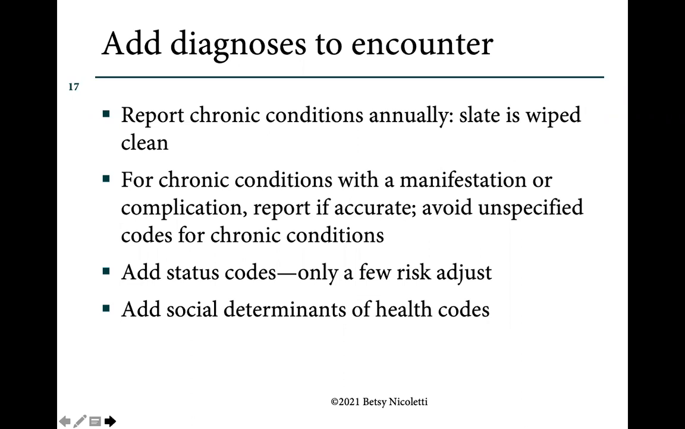For chronic conditions with a manifestation or a complication, or if the code description has a stage or severity, we're going to really use those codes. And even the lazy diagnosis coders amongst us are going to avoid the unspecified codes for chronic conditions. There are only a few status codes that risk adjust. We'll look at those next week. And we're going to add the social determinants of health, again, once in a calendar year.